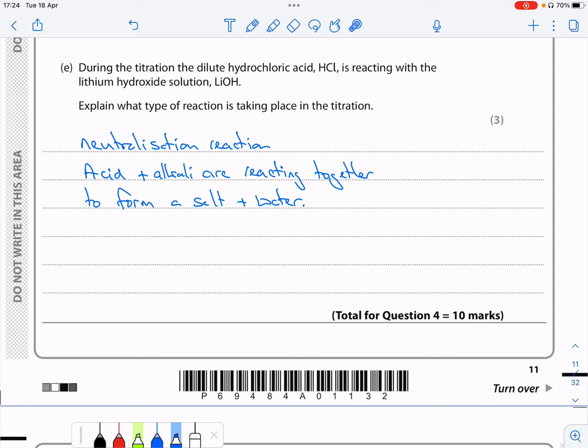And what goes on during this reaction, it's a neutralization reaction taking place. And that means we're adding an acid and alkali, they're reacting together and they form a salt and water. So there's one mark for each of the statements needed there.